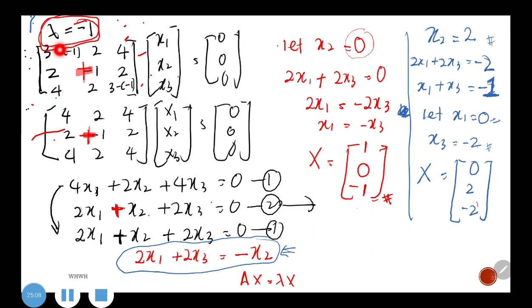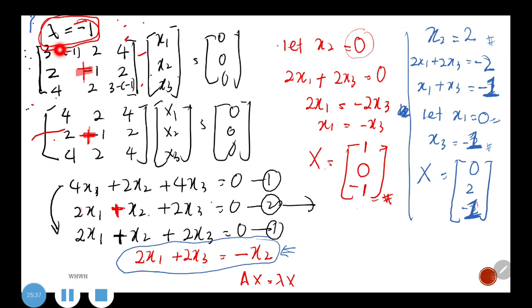Okay, negative 1, sebab ni kita faktorkan, kita bahagi semua ni dengan negative 2, bagi semua dengan 2, so you get x1 plus x3 equals to negative 1. So if we let x1 equals to 0, then x3 is equals to negative 1. Silap ni. Negative 1. x3 equals to negative 1. So if we check, is it independent ke tak?